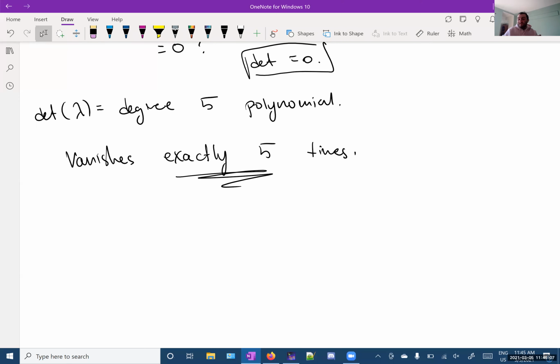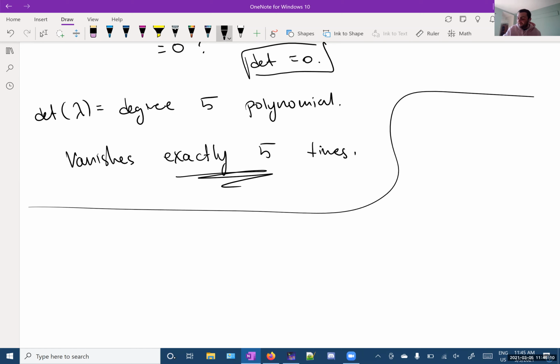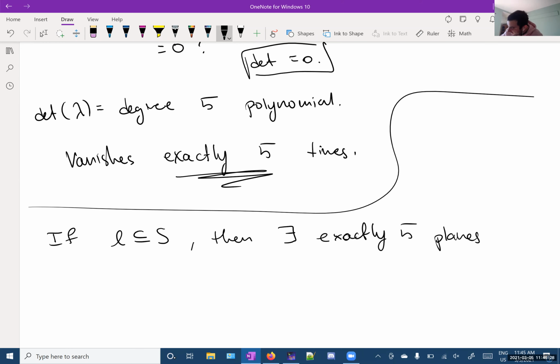Okay, so let's summarize everything that we've just done. If L is contained in S, then there exist exactly 5 planes P containing L such that P intersect S is equal to 3 lines.